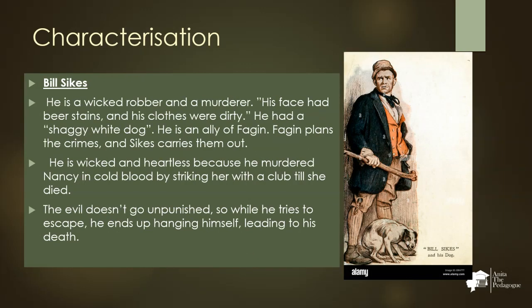Bill Sykes. He is a wicked robber and a murderer. His face had beer stains and his clothes were dirty. He had a shaggy white dog. He is an ally of Fagin. Fagin plans the crimes and Bill Sykes carries them out. He is wicked and heartless, and this is because he murdered Nancy in cold blood by striking her with a club till she died. The evil doesn't go unpunished indeed. While he tries to escape after Nancy's murder, he ends up hanging himself mistakenly, which leads to his death.